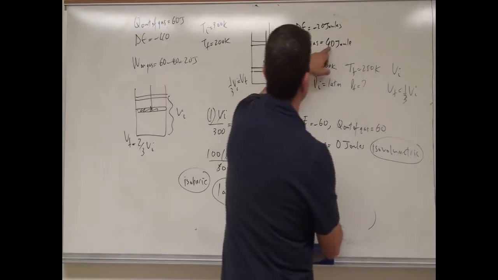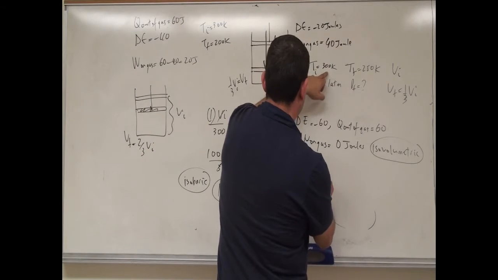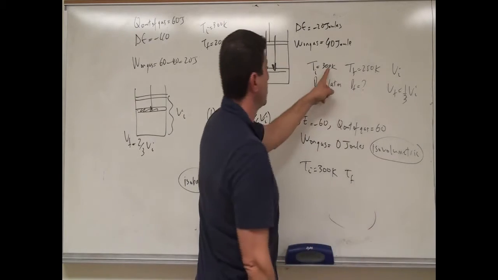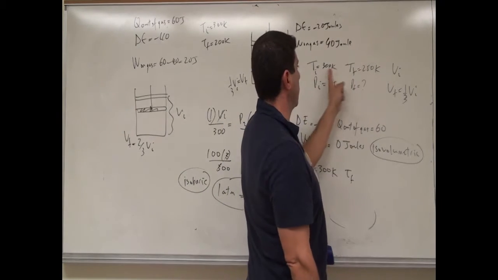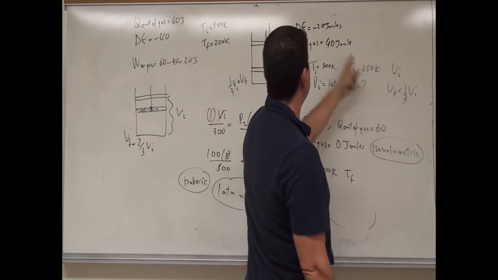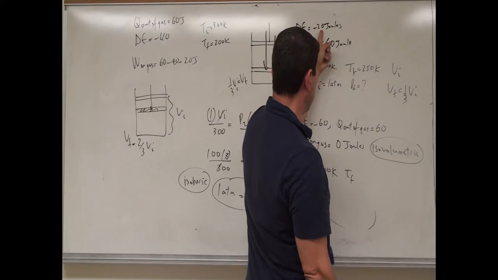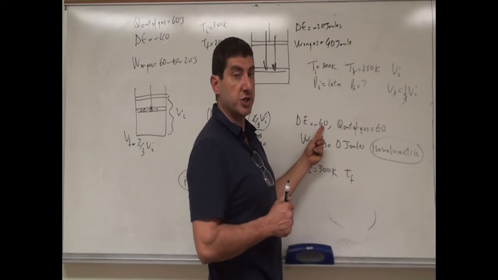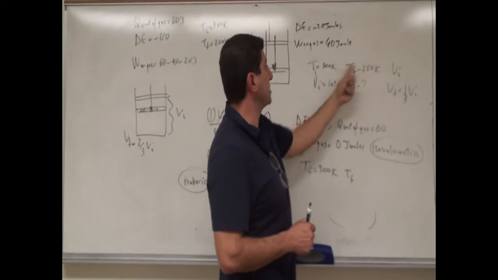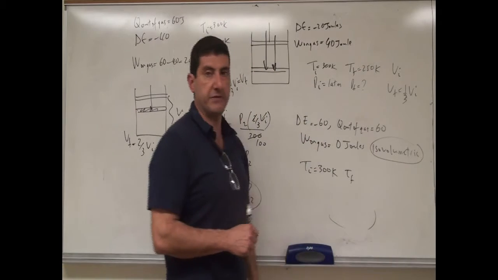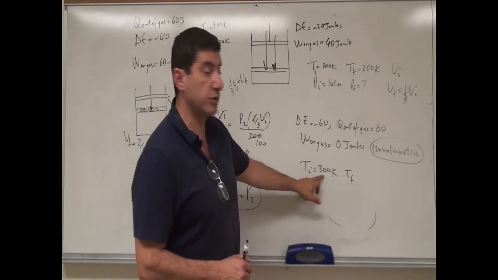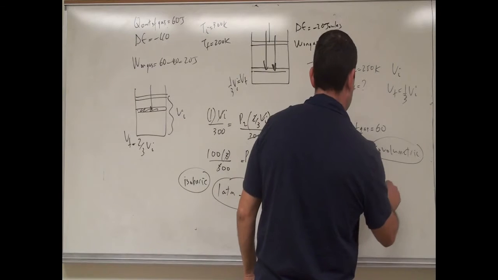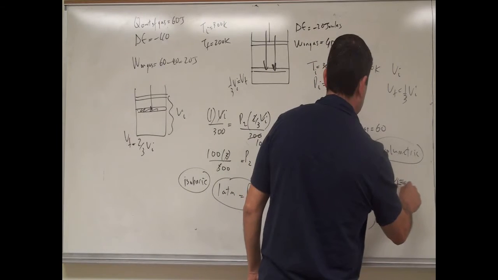So if T initial was 300 Kelvin, T final is going to be what? Well, the change in temperature here was 50 Kelvin, right? If the delta E was negative 20 there, and here the delta E was negative 60, that's 3 times the change in temperature. So if this is 50, this is going to be 150, right? So it's going to go from 300 to 150 Kelvin. V final is going to equal V initial.